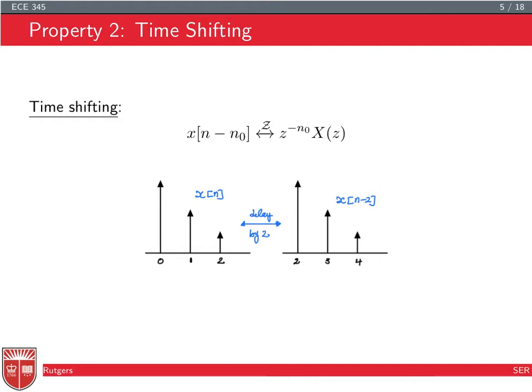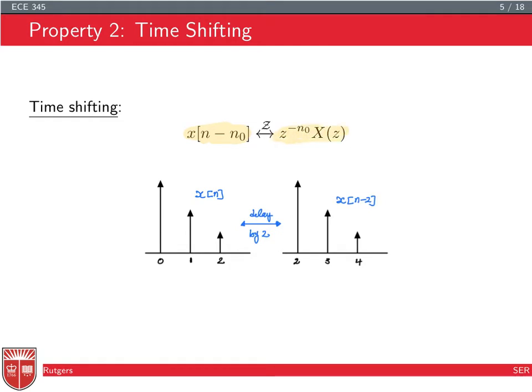And I would say maybe the second most important property that we're going to be using a lot is the time shift, which says the following. If you shift the signal towards plus infinity, so to the right by n0, the equivalent of this is multiplying X of z by z to the power negative n0.